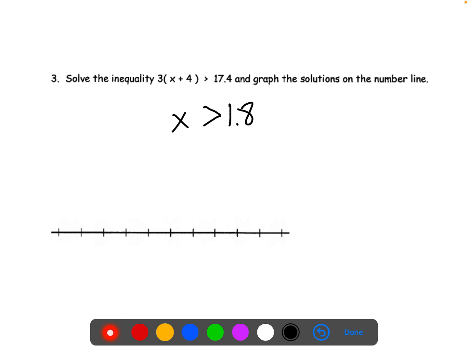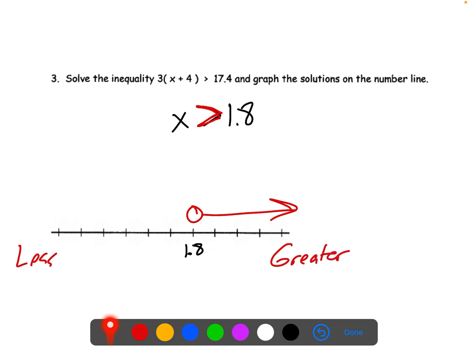When we get something specific like that, I might just stick one of these tick marks on the number line and call it 1.8. I know because it is greater than and not greater than or equal to, I'm going to use an open circle. I don't want to include this as my answer. So an open circle, and all of my x values have to be greater than 1.8. So I'm going to go to the right. Think of on your number lines, these are the greater, these are the less than. So wherever you put your number, go to the right to be greater than it, go to the left to be less than it.